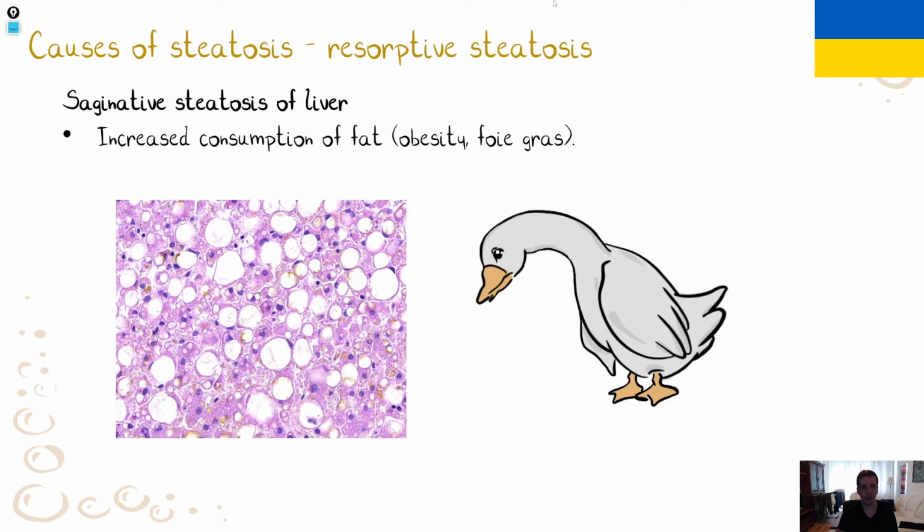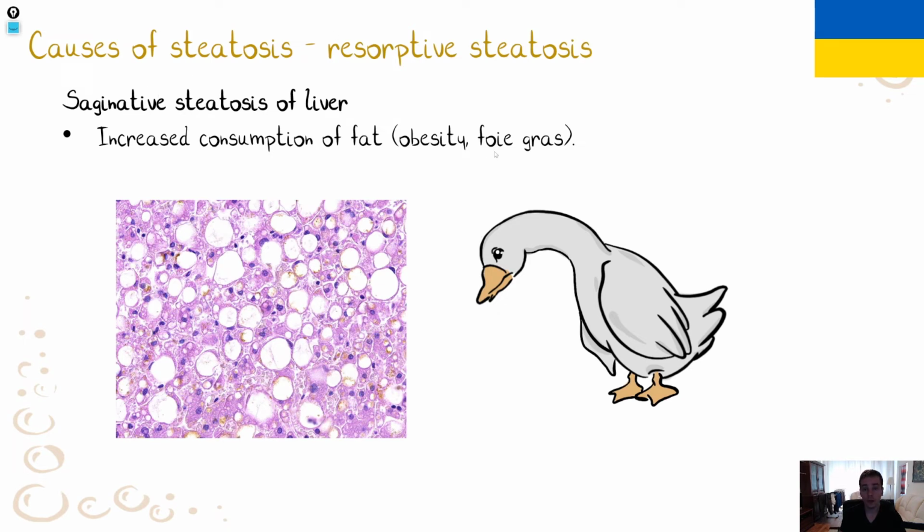We will start with the resorptive steatosis. Alimentary steatosis of the liver is very common. It means increased consumption of fat. So if you eat too much, if you eat a lot, you become obese, and you also can develop very easily steatosis of the liver, as you can see on the picture.